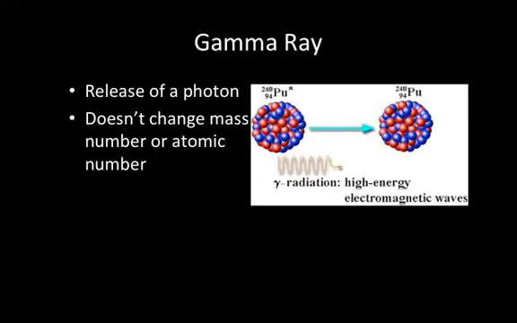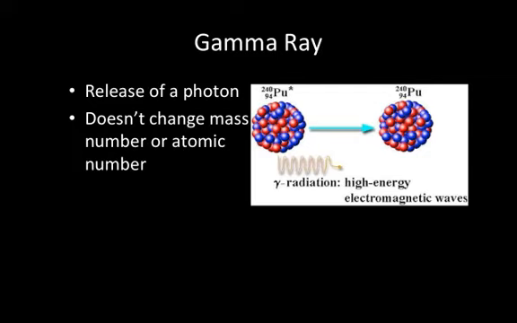Now, gamma radiation is the release of a high energy photon, so it really doesn't change the mass number or atomic number. Gamma radiation is typically released in higher mass particles. This is the type of radiation that can be very dangerous for you because it's able to actually penetrate through concrete. So this is the type of radiation that causes a lot of the cancers due to things like nuclear fallout or if there were a nuclear disaster. Like for example, the one that happened in Japan.